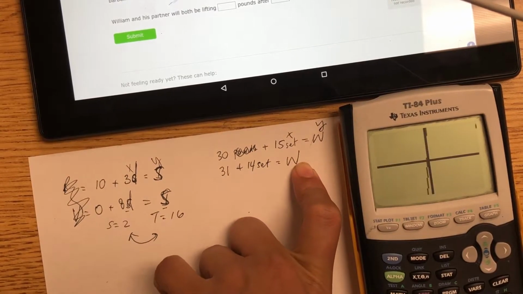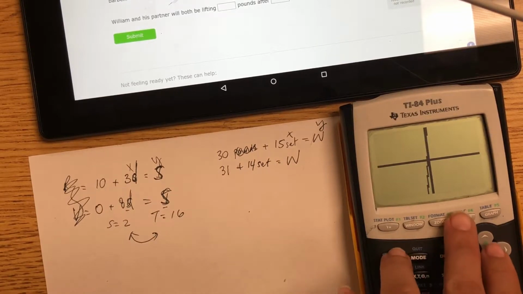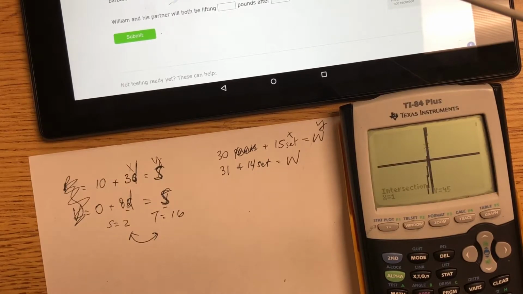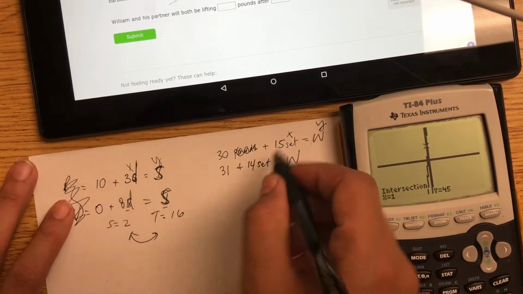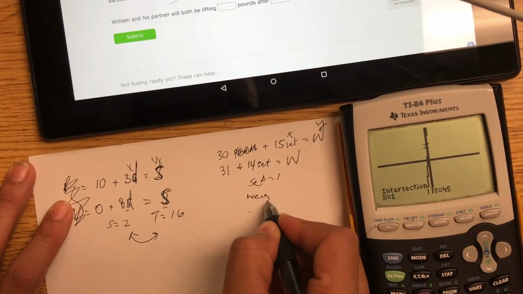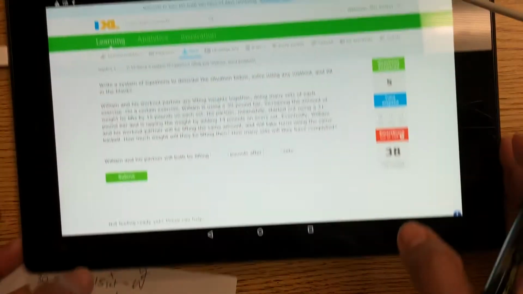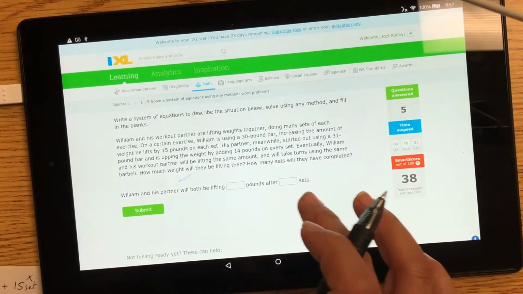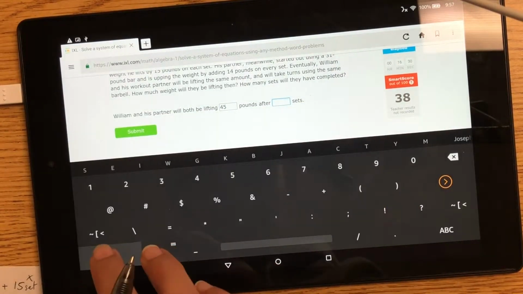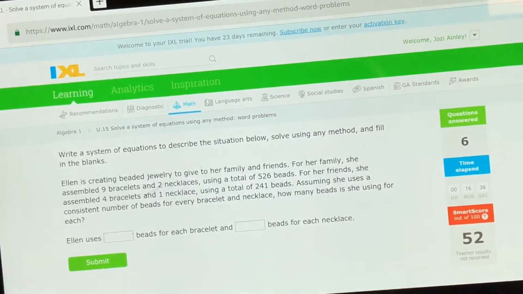Graph. And then second, calculate. Oh, it hasn't finished graphing. Second, calculate. 5 for intersect. Enter, enter, enter. Intersect is x is 1, so set is 1, and y, which is weight, is 45. So set is 1, weight is 45. All right, so I'll be lifting 45 pounds after 1 set. Well done. All right, so this is just what we're doing over and over and over.